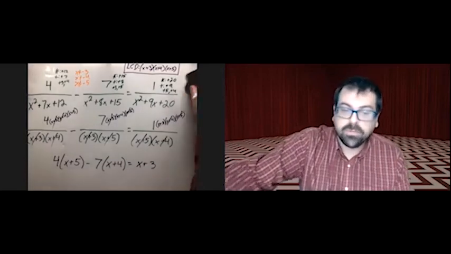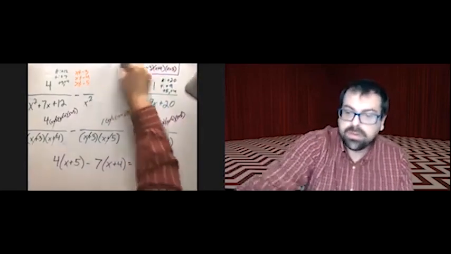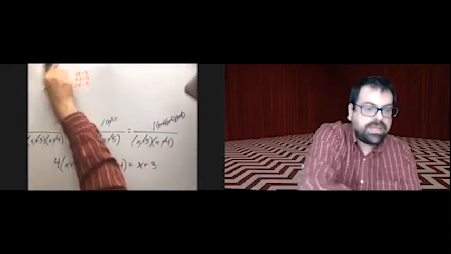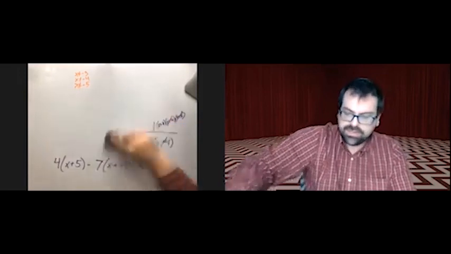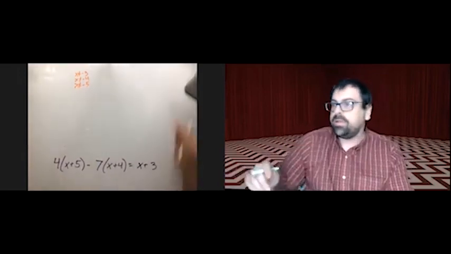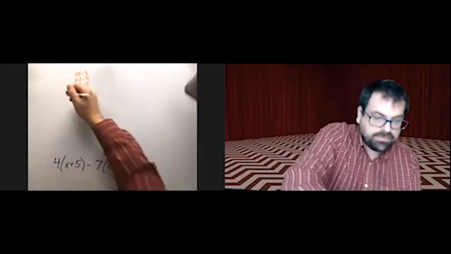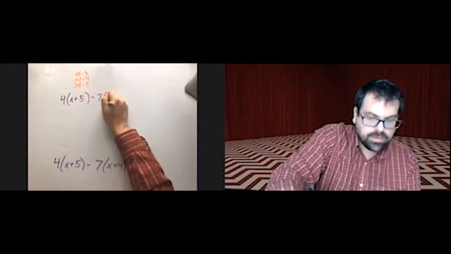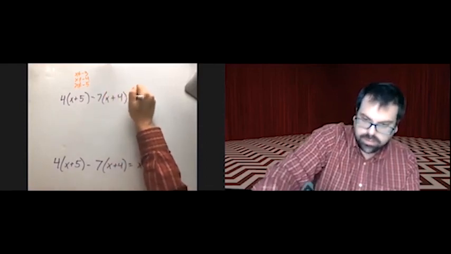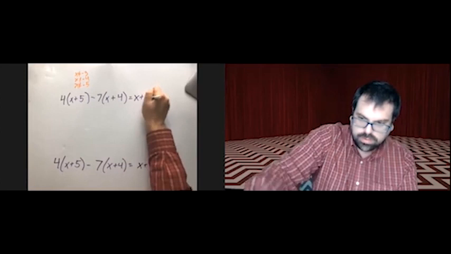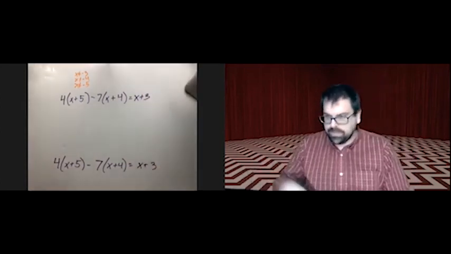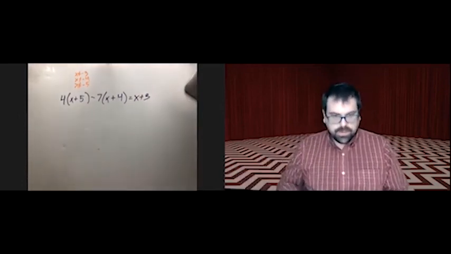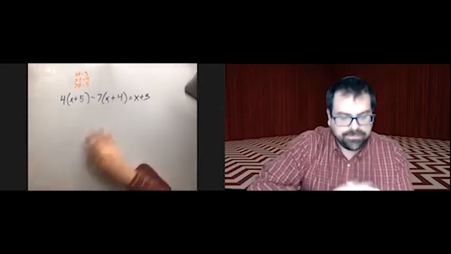I'm going to give myself more room. Keep my restrictions so I can see them. I'm going to move this up. I'm going to finish the problem.